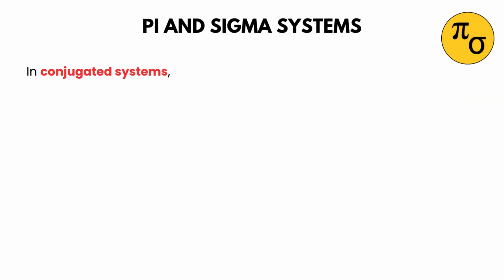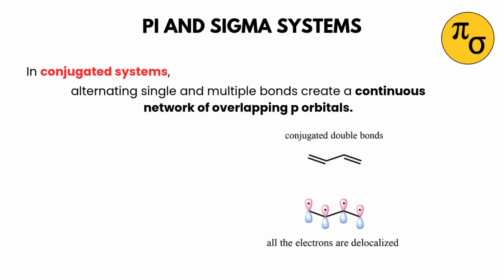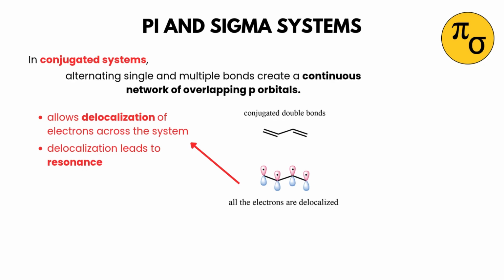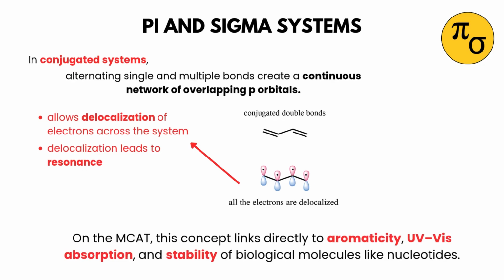Pi and sigma systems. In conjugated systems, alternating single and multiple bonds create a continuous network of overlapping p orbitals. This allows delocalization of electrons across the system. Electrons can move freely within that pi network. This delocalization leads to resonance, multiple valid structures representing the same molecule. On the MCAT, this concept links directly to aromaticity, UV vis absorption, and stability of biological molecules like nucleotides.